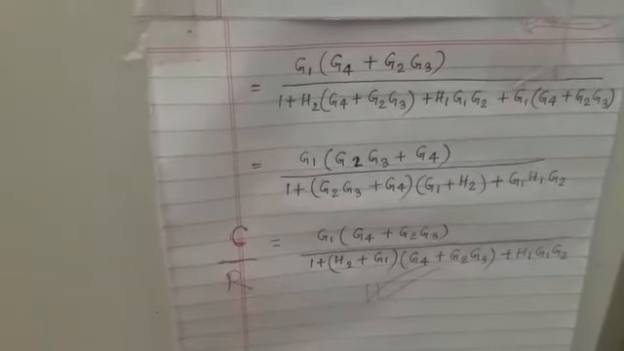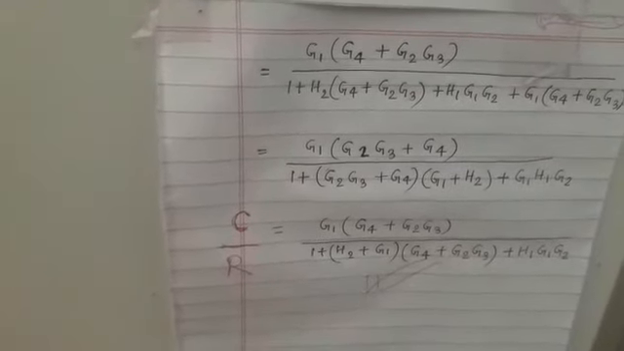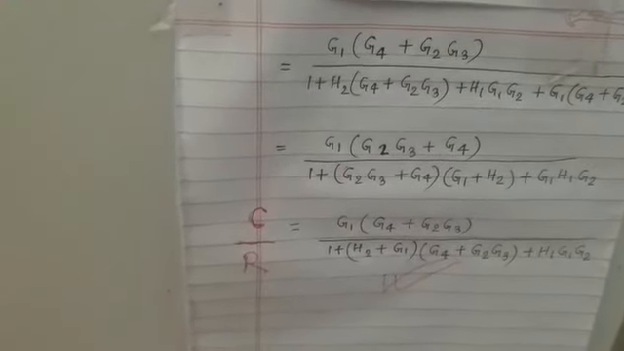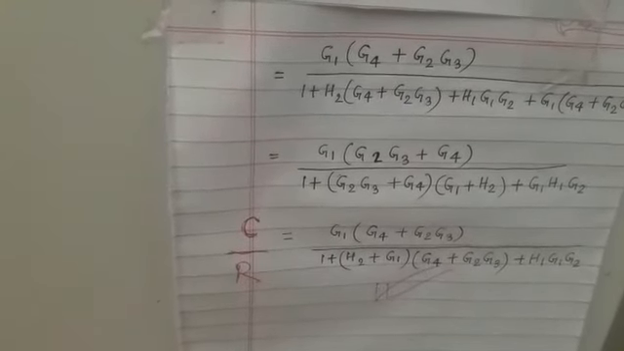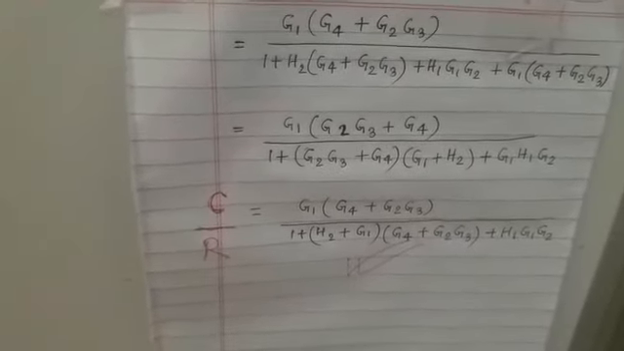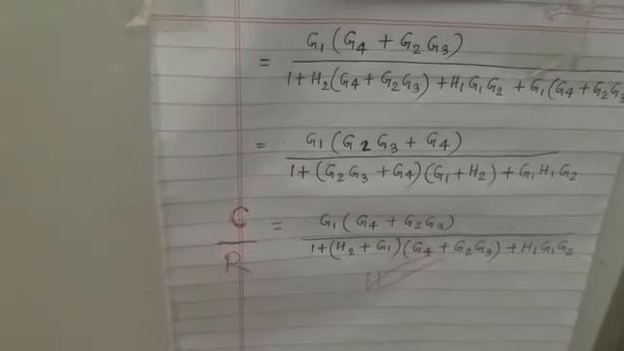That is, C by R will be equal to G1 multiplied by (G4 plus G2 into G3) divided by 1 plus H2 into G1 multiplied by (G4 plus G2 G3) plus H1 G1 G2. I hope this is clear.